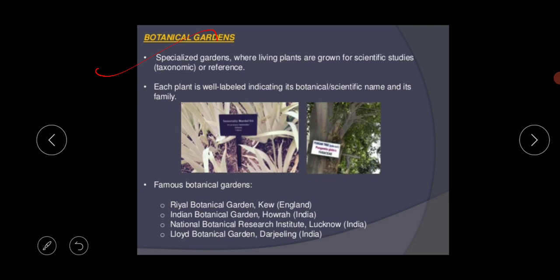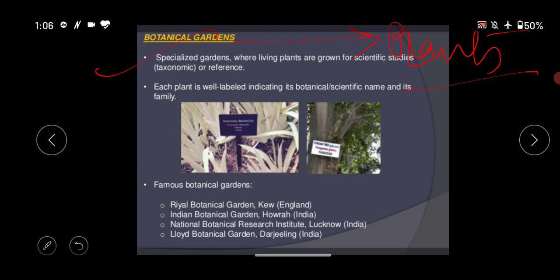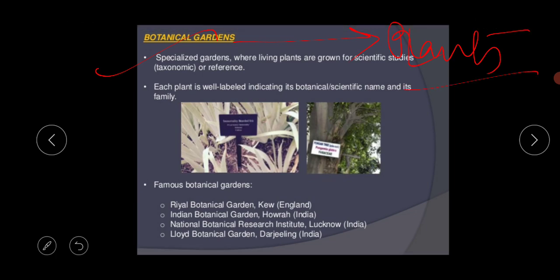Next is the botanical garden. So this botanical garden is an institute located at an enclosed piece of land which grows numerous types of plants obtained from different places for botanical studies. This is related with the plants. This is not related with the animals.